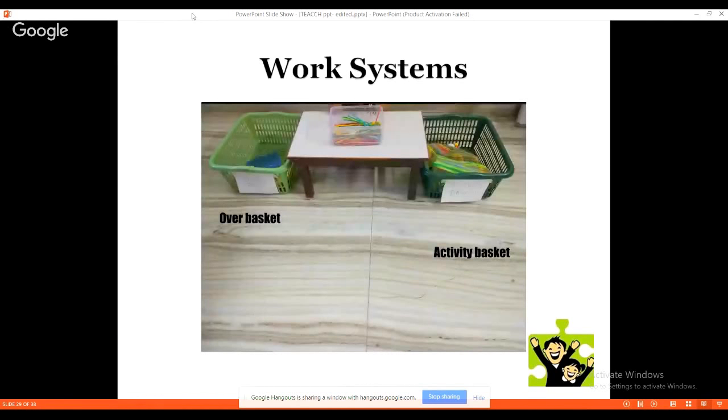So here is an example. This is the activity basket. The child would sit here facing it and pick up the activity that's supposed to be done, do it on the table, then finish it and put it into the finish basket. When all the activities from this activity basket have moved into the finish basket, the child knows that the activity is done and it is over.